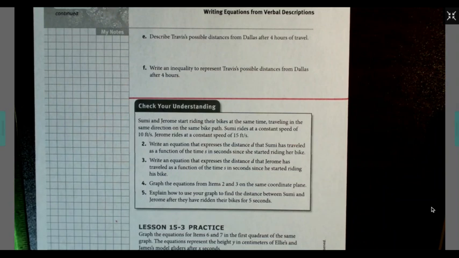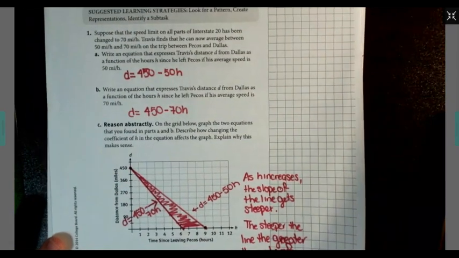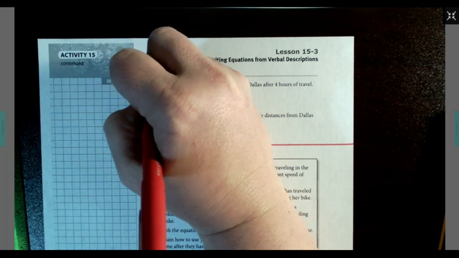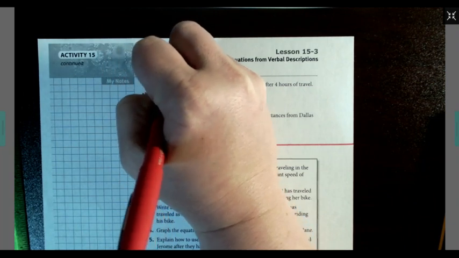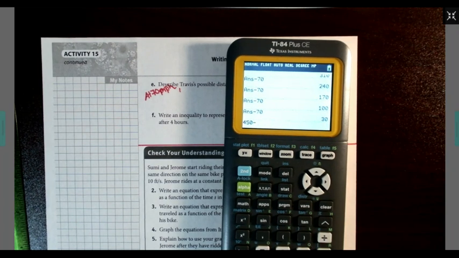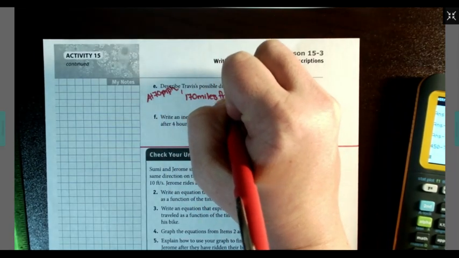All right. Take a look at E. Describe Travis's possible distance from Dallas after 4 hours of travel. Well, if he's traveling at that faster speed, at 70 miles per hour, Travis would be 450 minus 70 times 4. He would be 170 miles from Dallas.